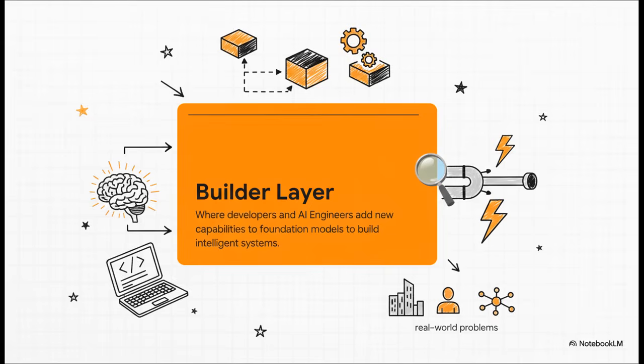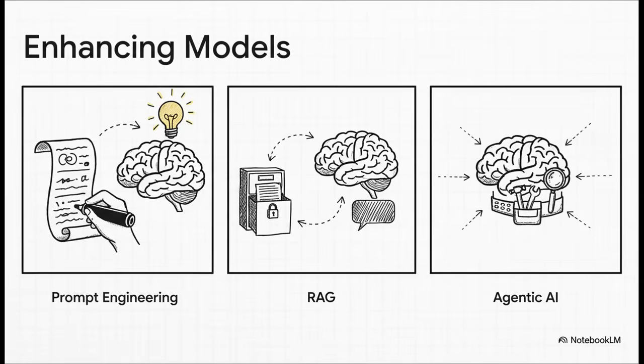It's where developers and AI engineers take that raw intelligence from the platform layer and start adding new capabilities, building intelligent systems that solve actual real-world problems. And this is where you see all these amazing techniques pop up. We're talking way beyond just basic prompt engineering. You have things like RAG, Retrieval Augmented Generation, which is a fancy way of saying you can connect the model to your private data so it can answer questions about things it was never trained on.